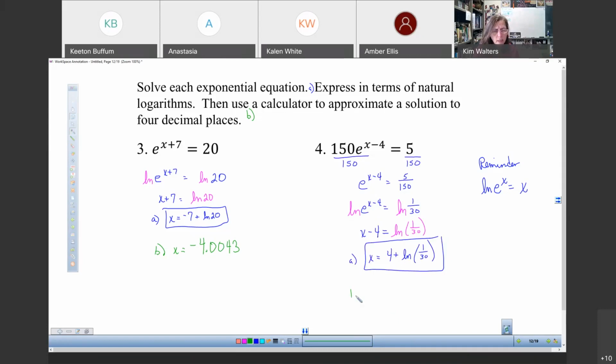For part B, we're going to plug that into the calculator. Like I said, even when you put it in the calculator, make sure you put that 1 over 30 in parentheses. I'm going to show you what it should look like. If your screen looks like this, it should look like this before you type it in. Then you're going to get x is approximately 0.5988 is my final answer, and that's my approximate value.